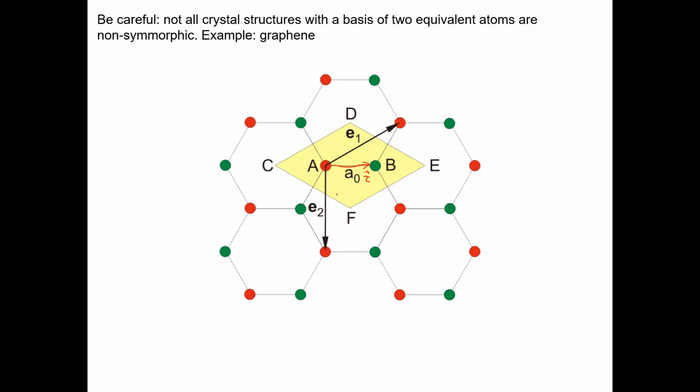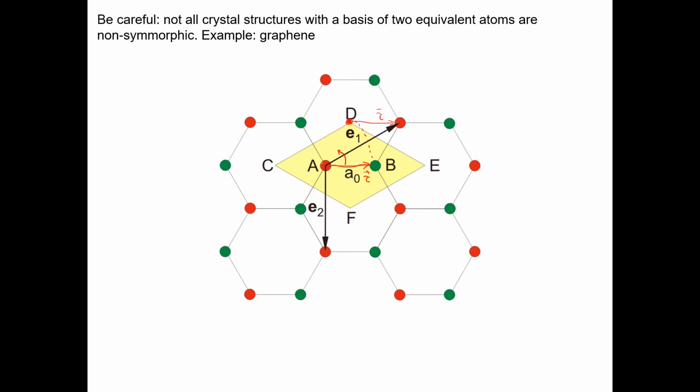So for instance, if I choose this one as my main symmetry axis, and if I rotate by 2 pi over 6 about this axis, then atom B goes to the center of this hexagon, right? And to take it to an atom A, I have to translate by tau. So one could think that this is the only way to use a 2 pi over 6 symmetry operation in graphene, but that's not the case if you choose your origin carefully.